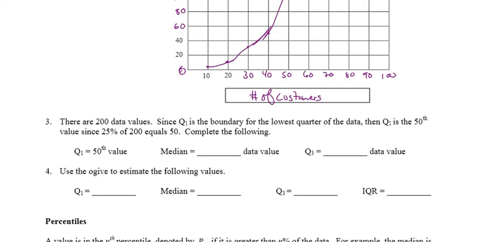There are 200 data values. Since Q1 is the boundary for the lowest quarter of the data, then Q1 is the 50th. Right? So we're taking 25% of our 200 data values, which is the 50th value. The median will be which value? The 100th, right? 50% of 200. The third quartile will be which value? The 150th value, right?